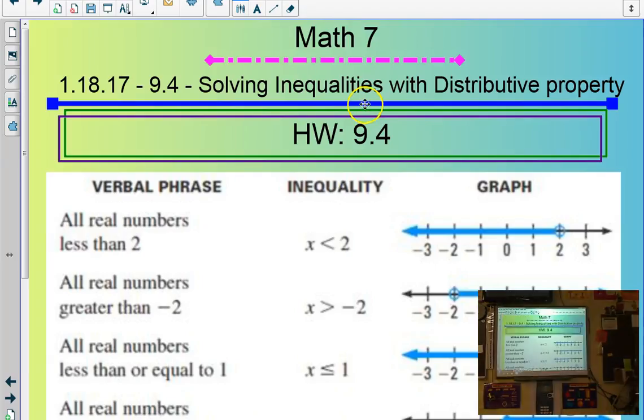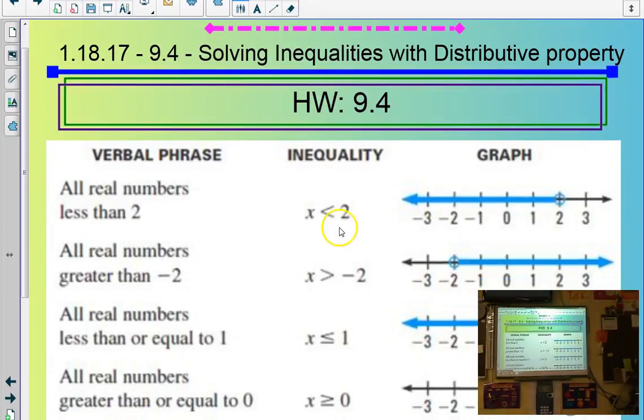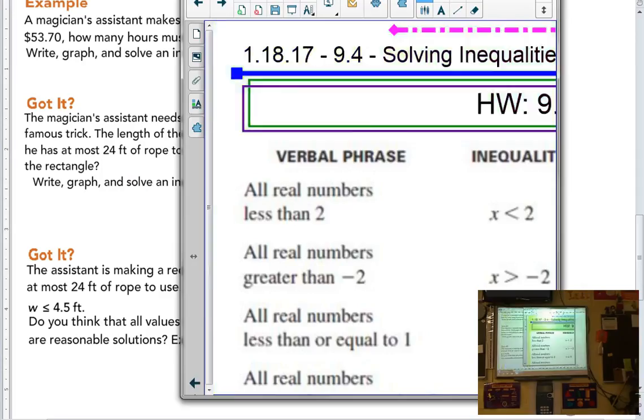So, happy January 18th. I have up here on the start slide today some reminders on how we graph these things. Remember, open circle means it is not equal to, closed circle means it is equal to.